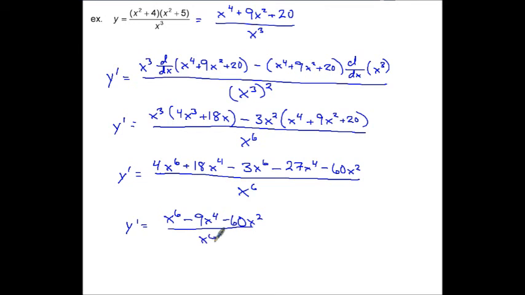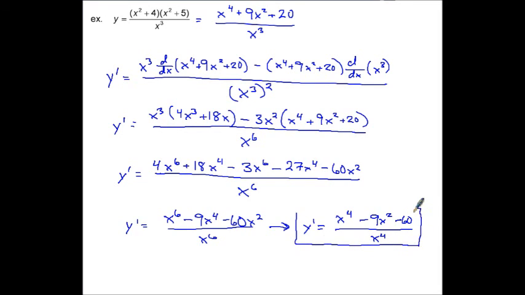Okay, now for space concerns I'm going to move this guy horizontally, but if you notice here, everybody's got some x's in them. In fact, everybody's got at least 2. So what I can reduce this thing by is an x squared. And so as a final answer right now, I'm going to have x to the fourth minus 9x squared minus 60. That's all sitting on top of an x to the fourth. Okay, so there's our derivative of that guy. Yes, it is a little bit messy, but that's the hand we've been dealt. So there it is.